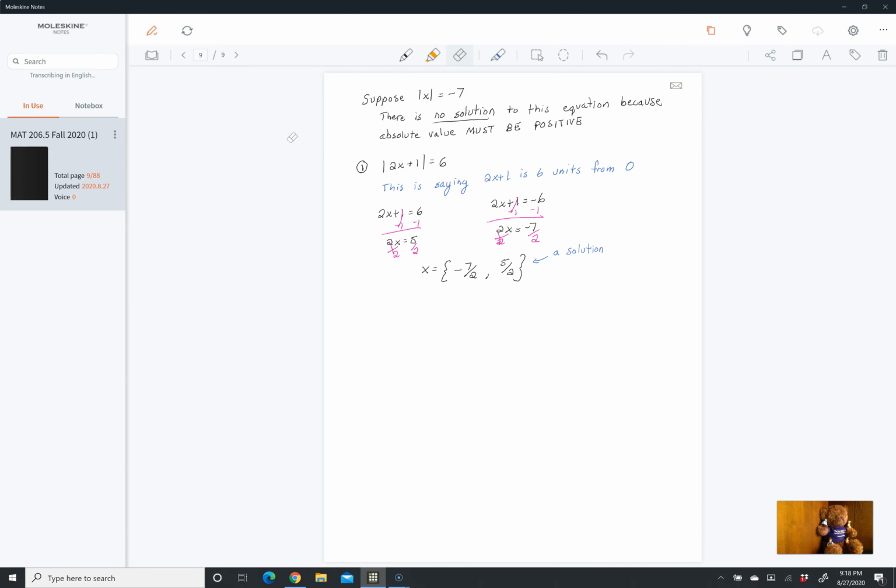And it's a solution set because there's more than one solution, and we write it with these braces. Okay, we just have a couple more examples. We'll do a couple more.